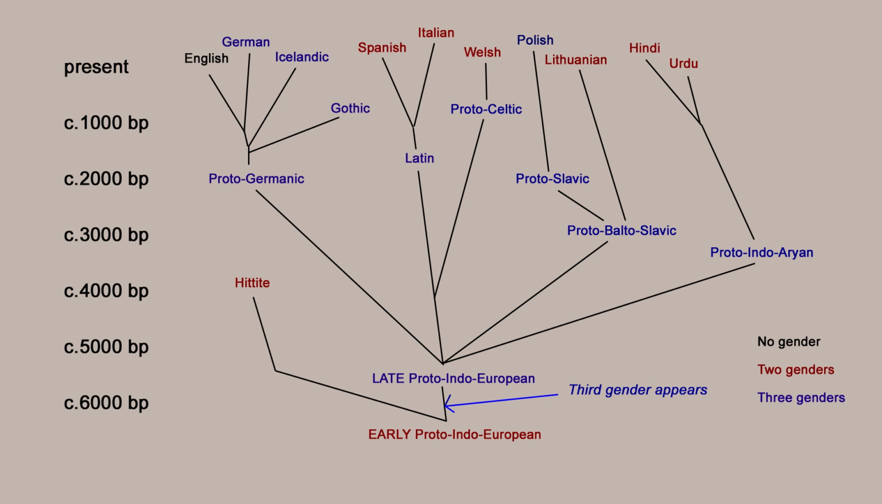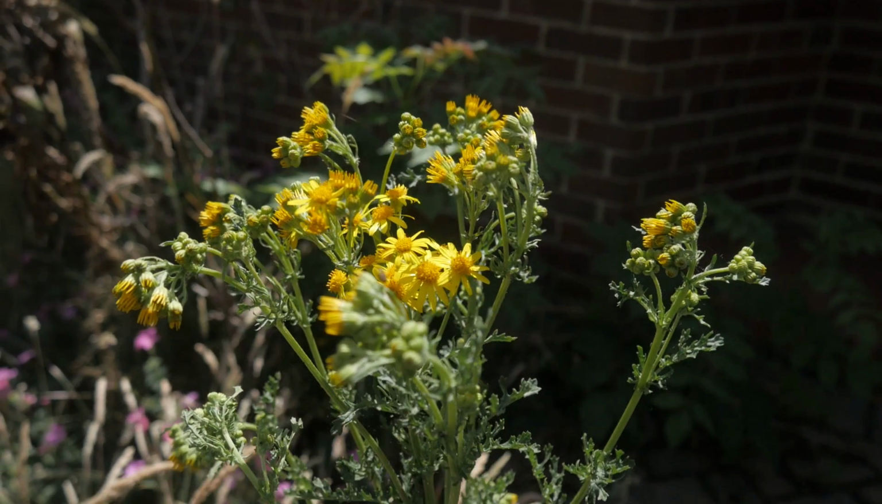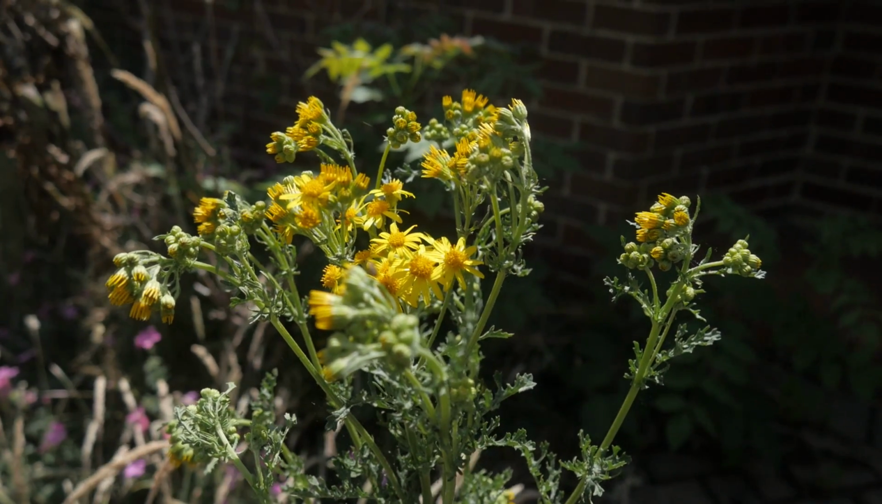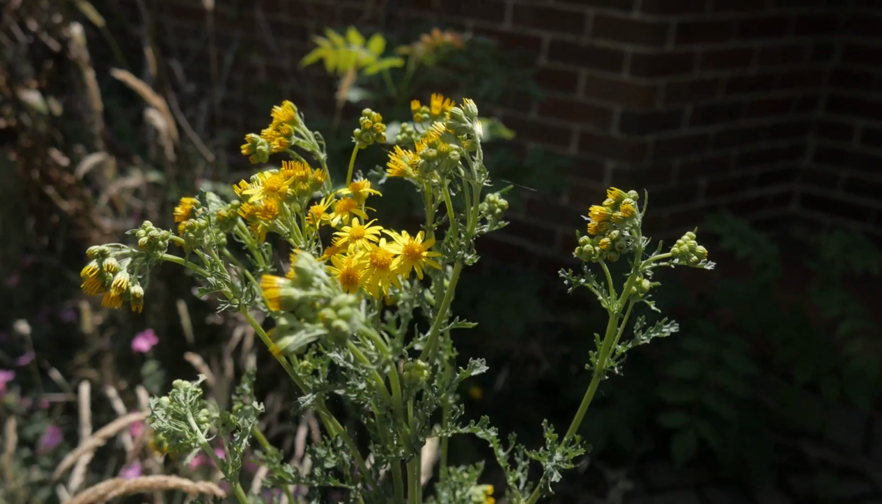Anatolian languages split off before that point, so Hittite retained the earlier two-gender system. The other Indo-European languages split off afterwards, so they inherited the newer three-gender system, although as we know, in some of those languages it collapsed back into two or no genders. So this raises some questions. How did this two-gender system originate? How did it work? And how did it turn into the later three-gender system?